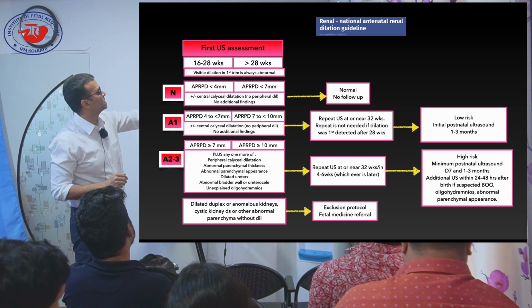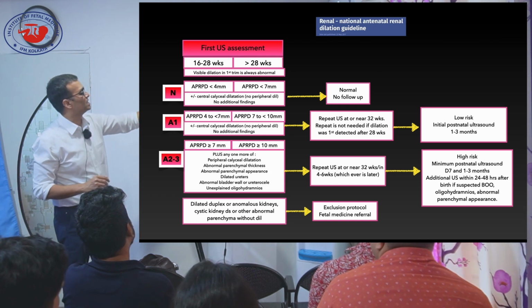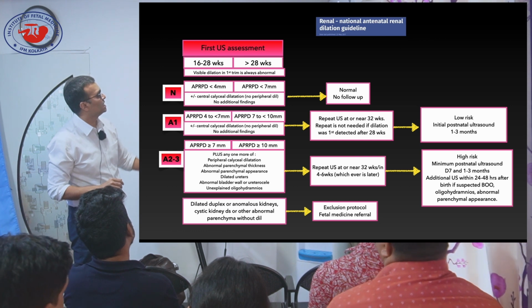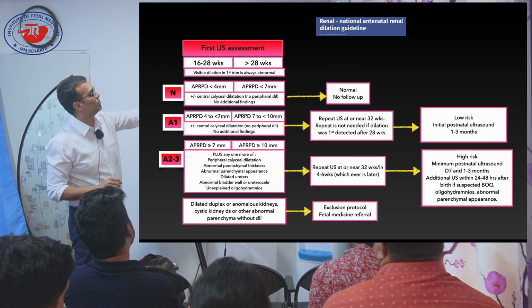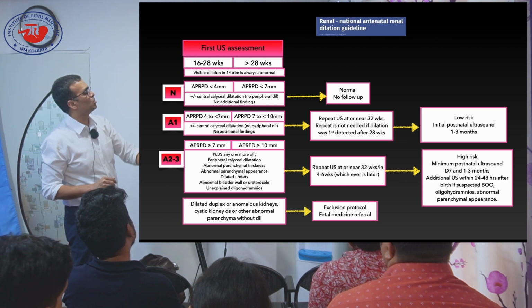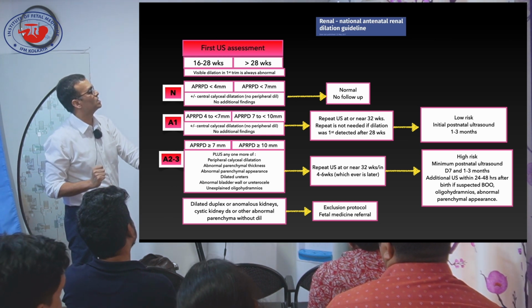And this duplex and anomalous kidneys, this you can forget at this point of time. And in high risk categories, the first ultrasound will be done on day 7 of delivery, and then the second ultrasound at 1 to 3 months.